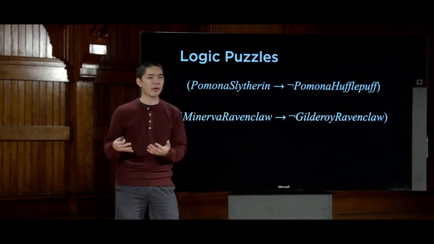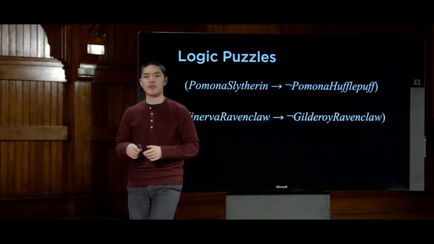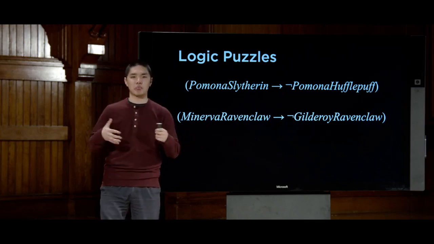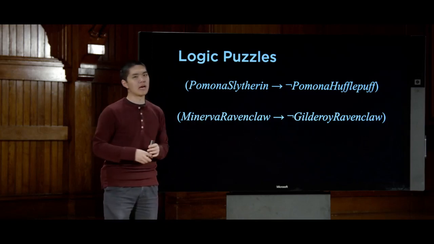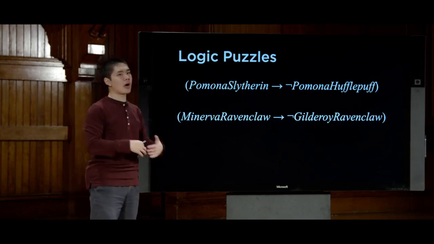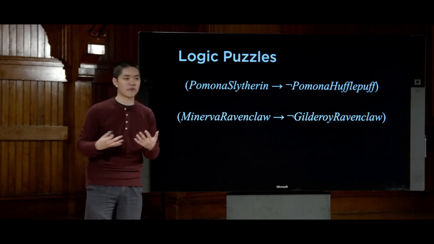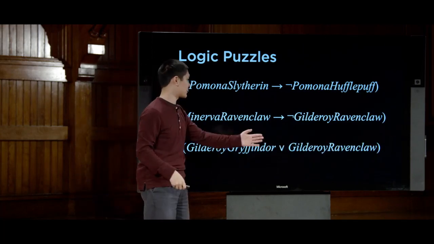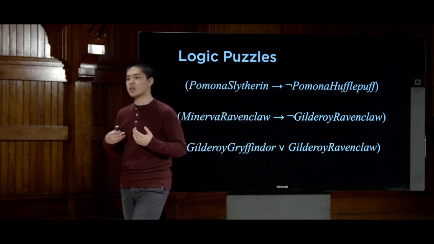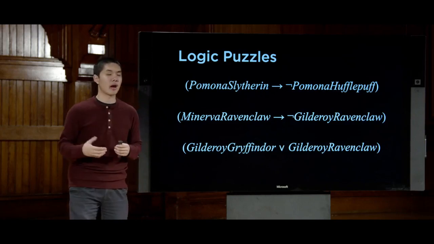If they're all in different houses, then if Minerva is in Ravenclaw, then we know that Gilderoy is not in Ravenclaw as well. And I have a whole bunch of similar sentences like this that are expressing that idea for other people and other houses as well. And so in addition to sentences of this form, I also have the knowledge that was given to me. Information like Gilderoy was in Gryffindor or in Ravenclaw that would be represented like this, Gilderoy Gryffindor or Gilderoy Ravenclaw. And then using these sorts of sentences, I can begin to draw some conclusions about the world.